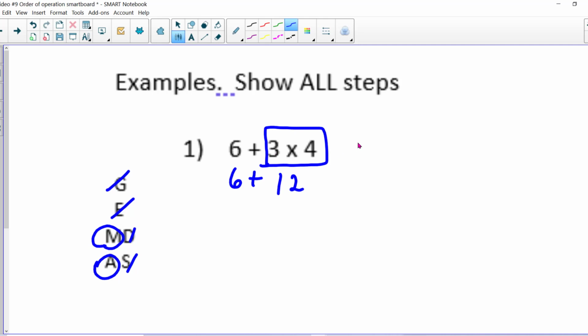Now, last but not least, 6 plus 12, which gives me 18. And there's your problem. So notice in this case, we multiplied first. We don't just do the problem in the order it comes. There's that special order that we have to do them. Let's try the next one.